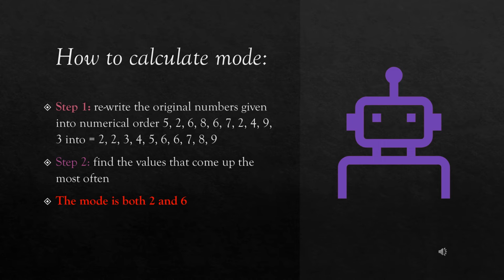Another technique that businesses can use is to calculate the mode. So for mode, you would rewrite the original numbers into numerical order, then find the values that come up the most often. So in this example, the values that come up the most often are 2 and 6. So the mode is 2 and 6.